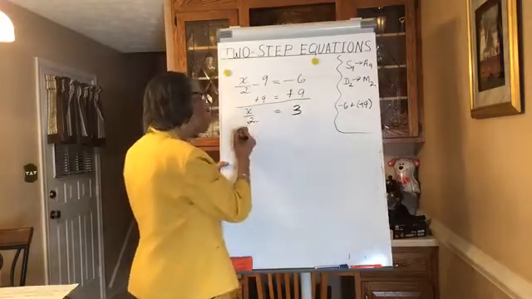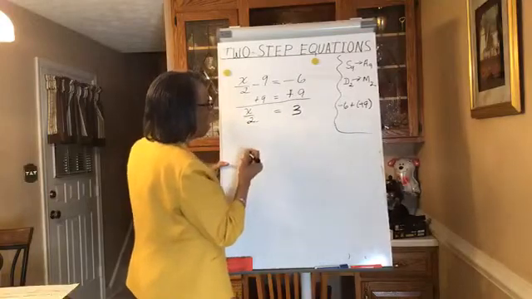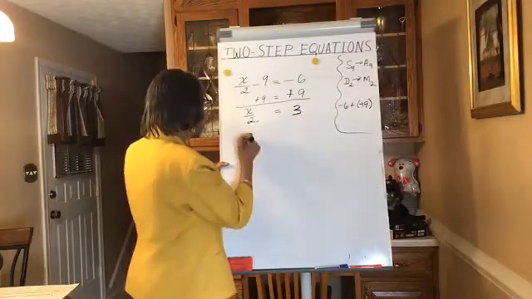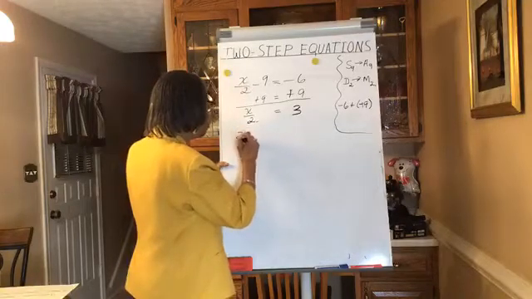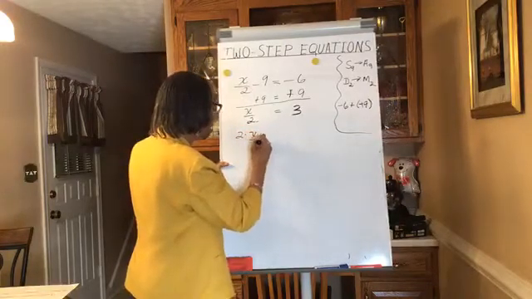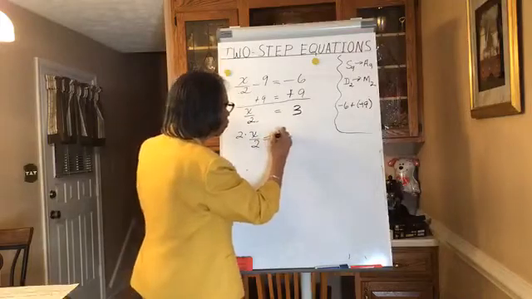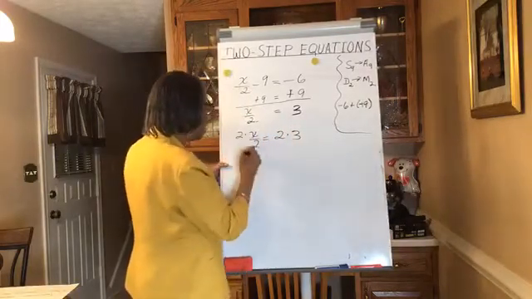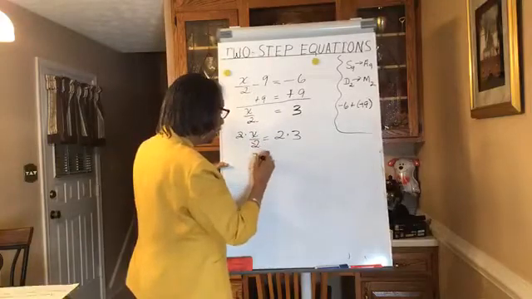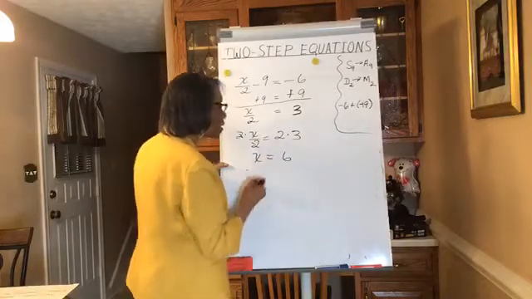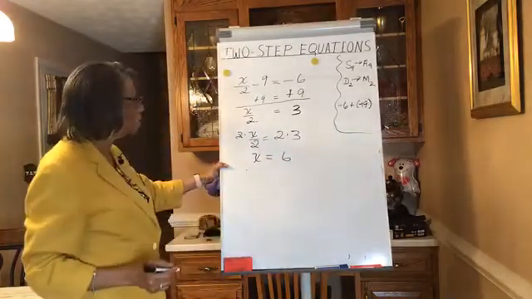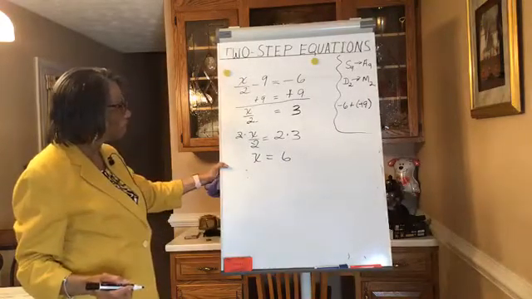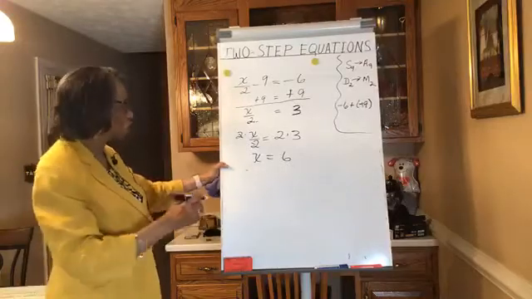All right, now we're ready to multiply both sides by 2. All right, so we have 2 times x divided by 2 equals 2 times 3. And x then equals 6. All right, so let's check this out and see if this is correct.